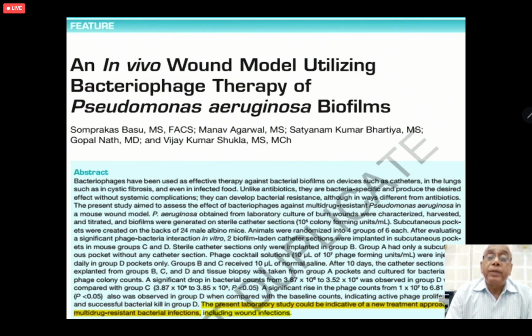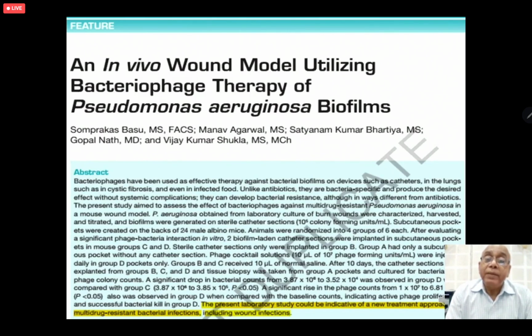Group D received 10 microliter of 10 to the power 6 phage forming units per ml for 10 days, and groups B and C received 10 microliter of normal saline. After 10 days, the catheter sections were explanted from groups B, C, and D, and tissue biopsy was taken from group A pockets for culture of bacteria and phage colony counts. A significant drop in bacterial counts from 3.87 into 10 to the power 6 to 3.52 into 10 to the power 4 was observed in group D when compared with group C, and the difference was statistically significant.